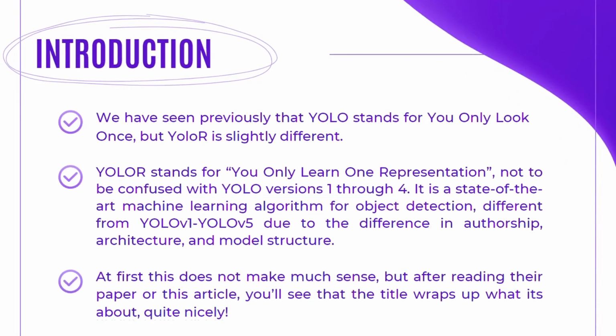First, let's see an introduction about the YOLOR model. We've seen previously that YOLO stands for You Only Look Once, but YOLOR is slightly different. YOLOR stands for You Only Learn One Representation, which is completely different from the previous acronym. Not to be confused with YOLO versions 1 through 4, because the authors are completely different from the previous versions of YOLO, and it is a state-of-the-art machine learning algorithm for object detection, different from the YOLO v1 to YOLO v5 models due to the difference in authorship, architecture, and model structure.